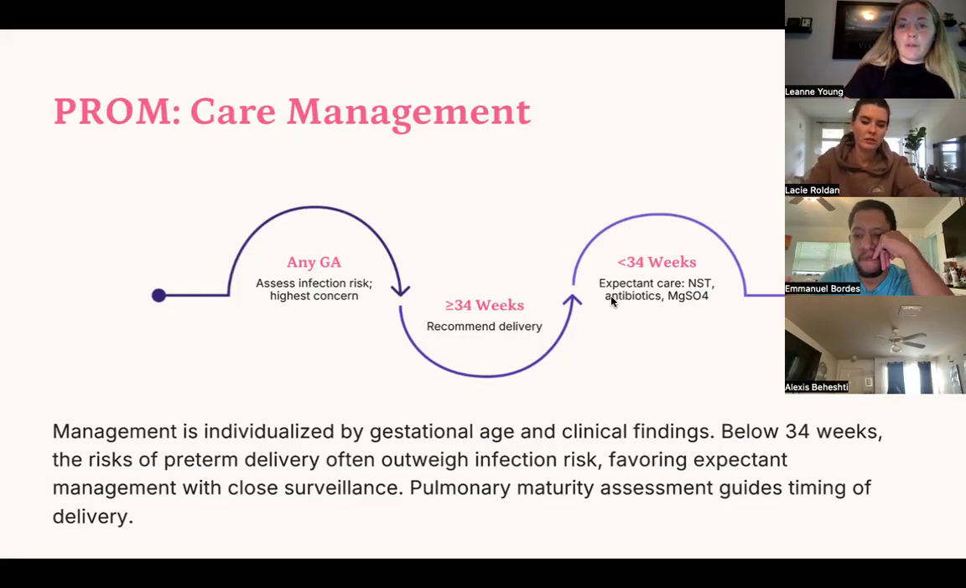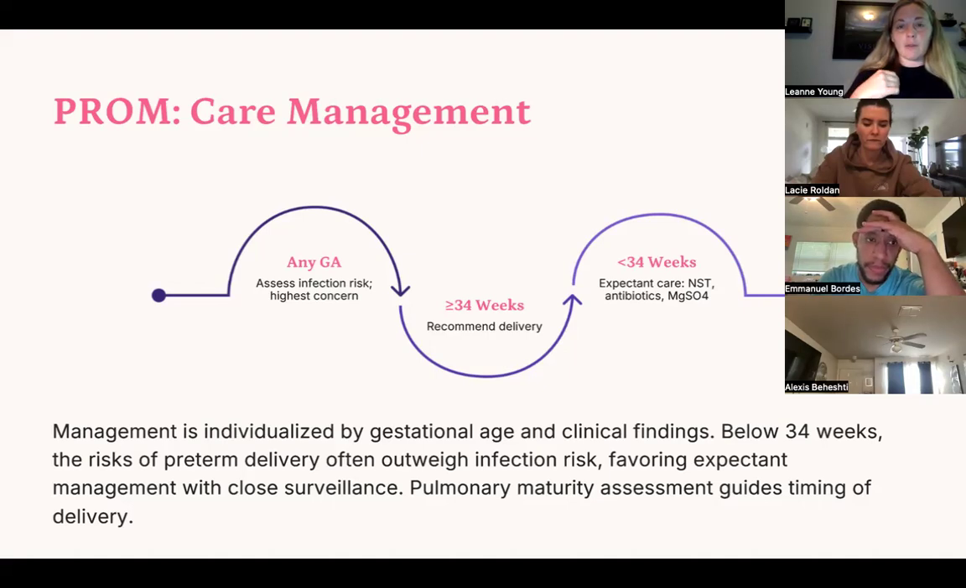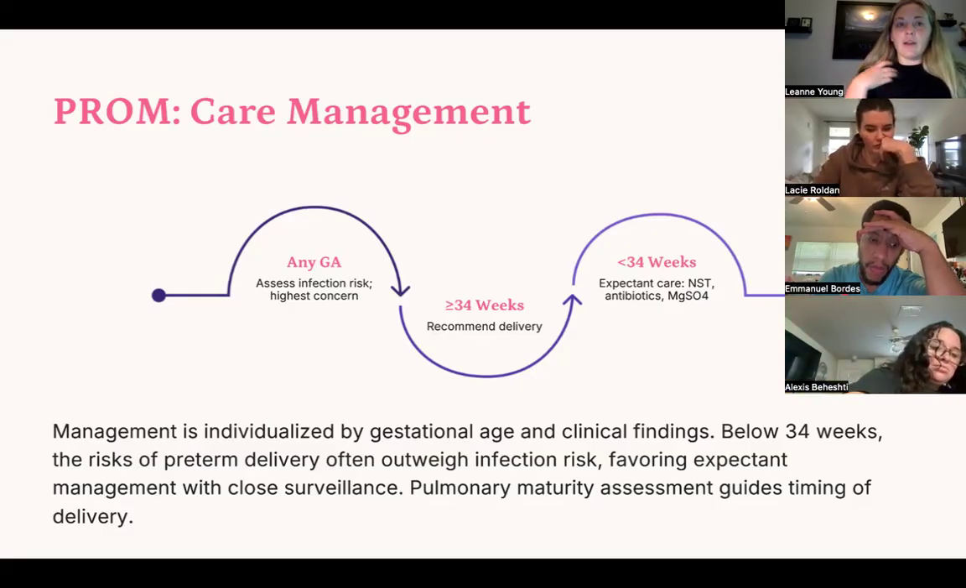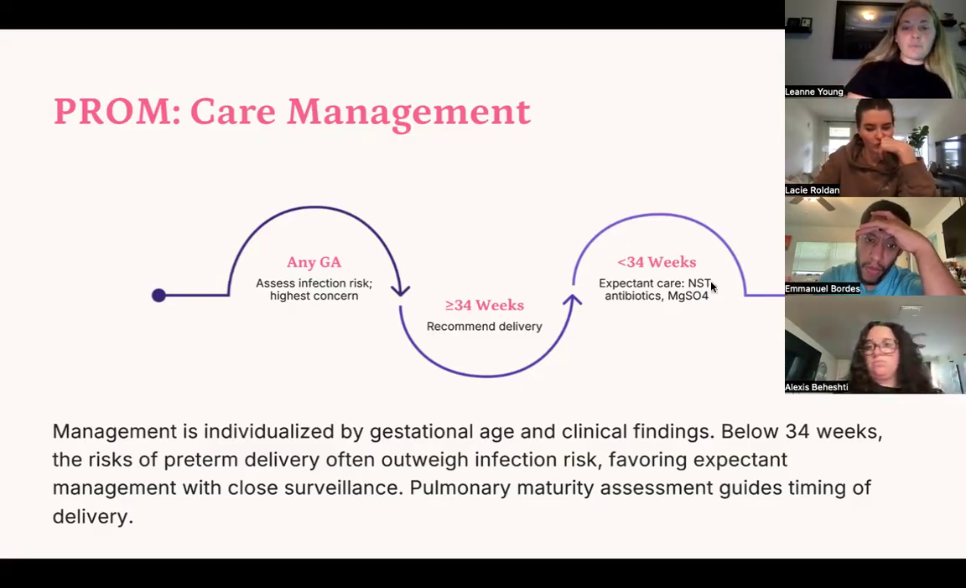Less than 34 weeks, we're going to do expectant care. We're going to maybe try to do some antibiotics. We'll be giving that magnesium as a neuroprotectant agent for the baby. We're going to be doing NSTs. We'll be monitoring the patient. These are patients that are going to be hospitalized, right? They're not going to go home, especially if their water has broken and they're early. We're keeping them in the hospital and we're going to manage that pregnancy for as long as it's appropriate.